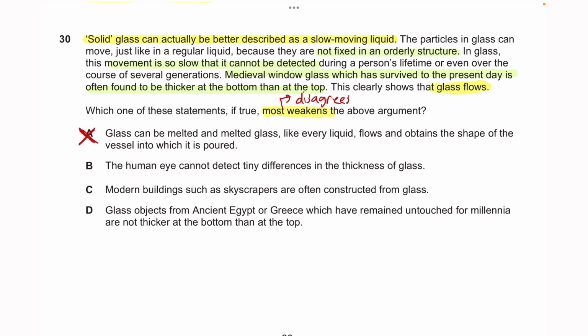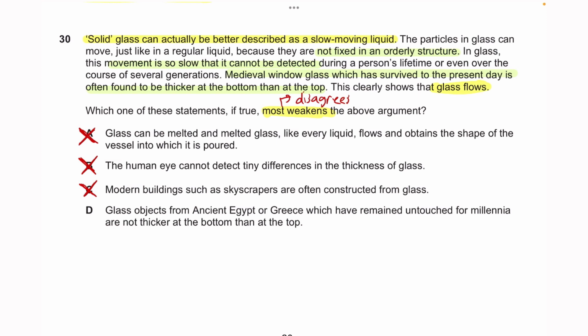Then we go on to B. The human eye cannot detect tiny differences in the thickness of glass. Well, this is not really helping to weaken this idea that glass is a liquid, so it can't be B either. Then we're having a look at C. Modern buildings such as skyscrapers are often constructed from glass. Essentially, this is a bit of an irrelevant idea because, yes, modern buildings are constructed from glass, but how is that actually disproving to us why glass is not a liquid?